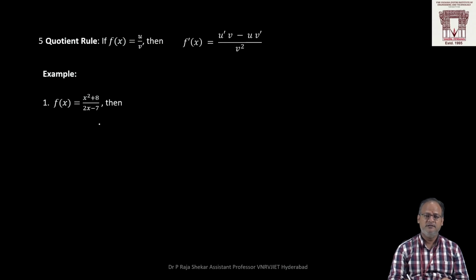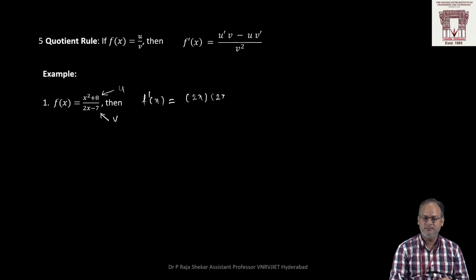u being the numerator, which is nothing but x square plus 8, and v is nothing but the denominator, which is 2x minus 7. Then the derivative of f of x, which is f dash of x, is equal to u dash, the derivative of x square plus 8, which is 2x, and v. What is v?